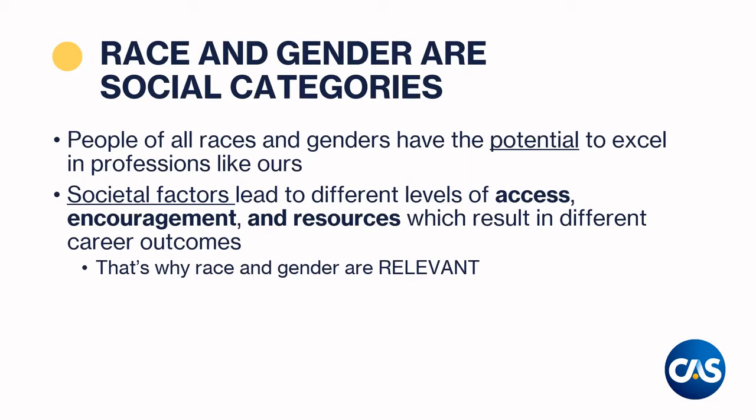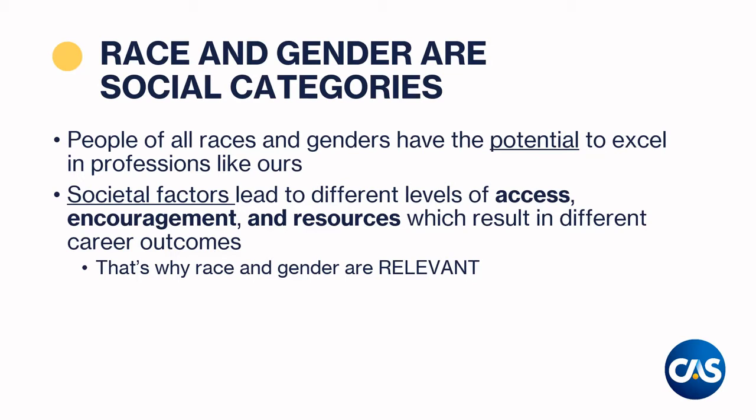Race and gender have nothing to do with a person's innate ability or potential to succeed as an actuary or in any other profession. But societal factors have different impacts on people in these different categories. They lead to different levels of access, encouragement, and resources, which can then lead to different career outcomes. So while these distinctions aren't scientific, there are still real implications, which is what we saw play out in the data that I just shared. That's why these are relevant categories for us in the CAS to focus on.